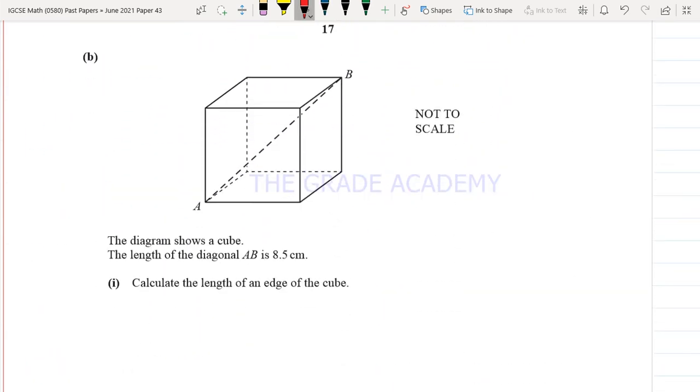So now we move on to the second part, part B of this question, question number 9. The diagram shows a cube. The length of the diagonal AB is 8.5. Calculate the length of an edge of the cube. So here we have to calculate the length of the edge. Suppose the edge of the cube is x. Now each edge of the cube has the same length x, so we are going to find this unknown length.